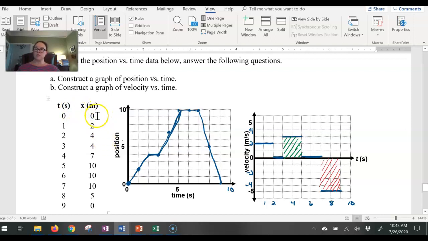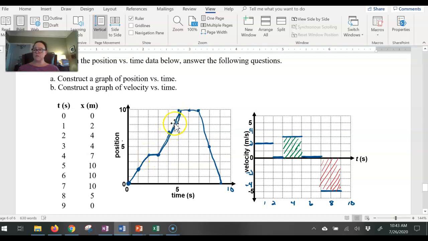And so to create the position versus time graph, this is similar to what we did in the tumble buggy lab, but I plot the position at each value of time, and I get a graph that looks like this. So I can see it moves in the positive direction for a couple of seconds, it pauses for a second, then it continues.